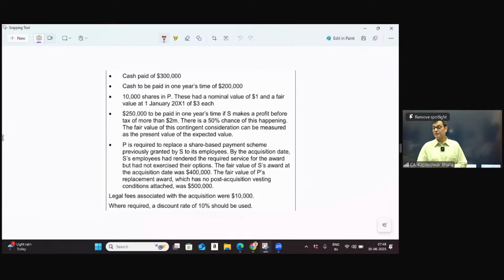The fair value of this consideration can be measured at, look at the language carefully, present value of the expected value. So my contingent consideration has a fair value, which is to be taken at the present value of the expected value. Let's not concentrate on that. Can I say there is a 50% chance of this consideration getting paid? So can you tell me what is the expected value of this consideration? Can I say 2,50,000 is going to be paid? There is a 50% chance. Nothing is going to be paid. There's another 50% chance. So can you tell me what is the expected value?